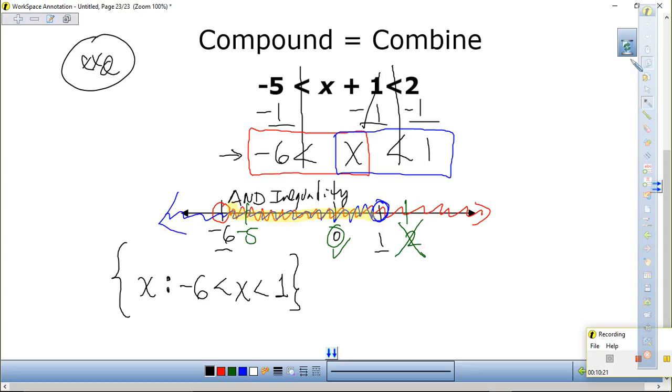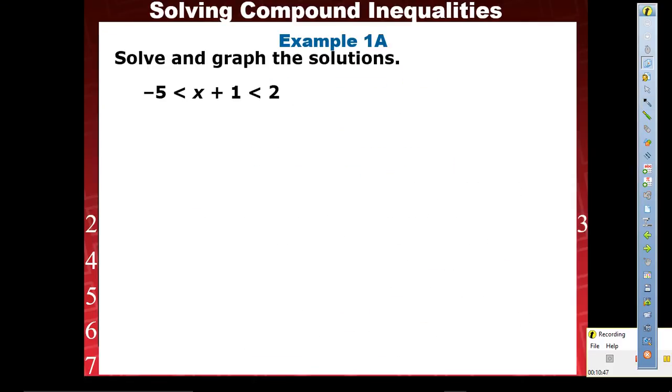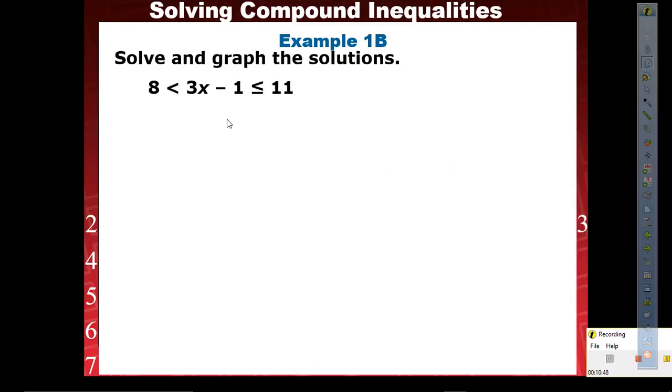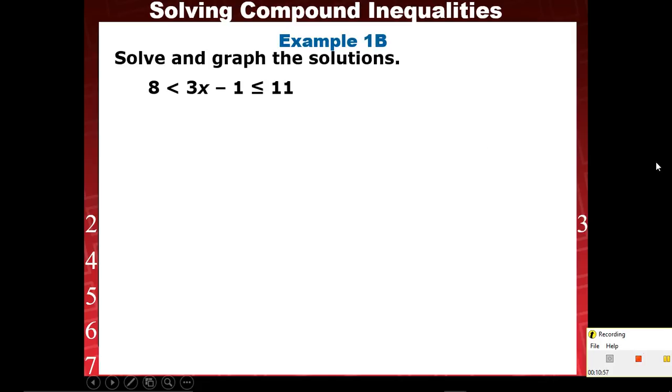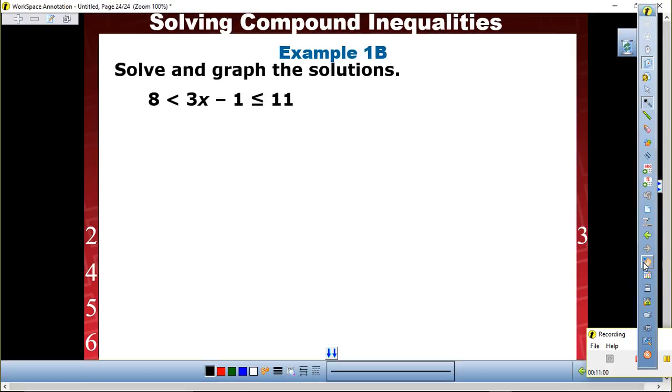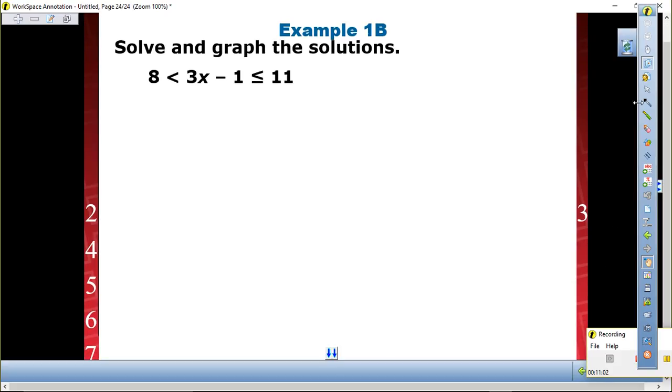Example 1b. Did everybody copy this? Okay, here we go. Example 1b. Copy this one. 8 less than 3x minus 1 less than or equal to 11. Okay, let's do this one together. Line down the inequality symbol. Line down the other inequality symbol. Who can get us started? Eric.